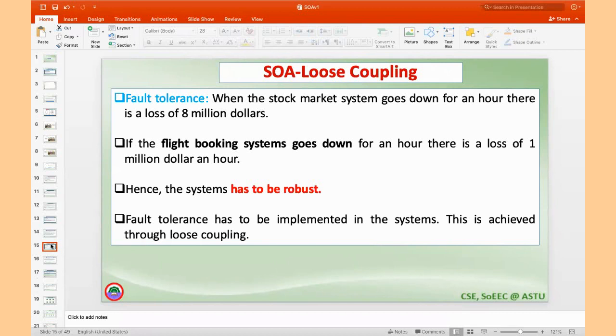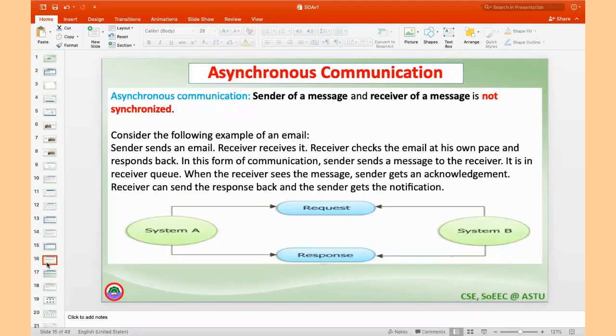A good example is that a flight booking system should not go down because of some problem in one service. The whole system should not be brought down. So even if it is loosely coupled, you will get a high degree of robustness of your system. That's the fault tolerance you can achieve. This is what is shown here. Let us assume there is system A, or service A, and service B.